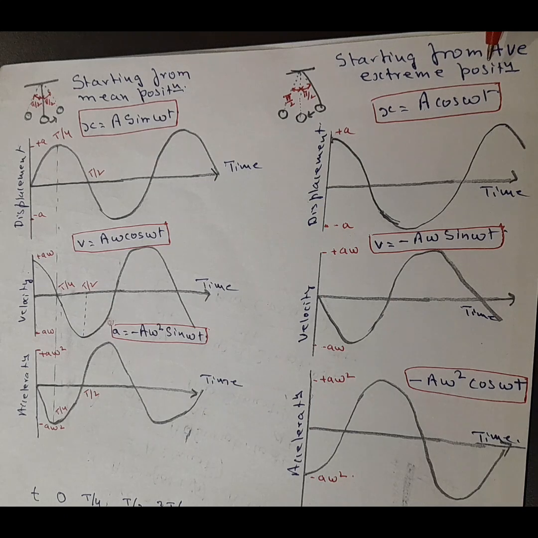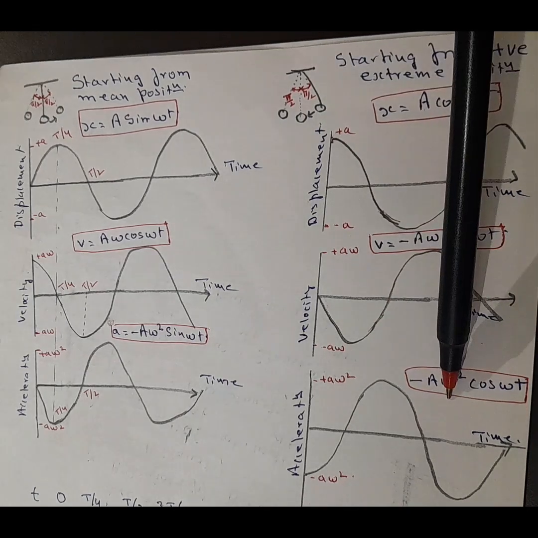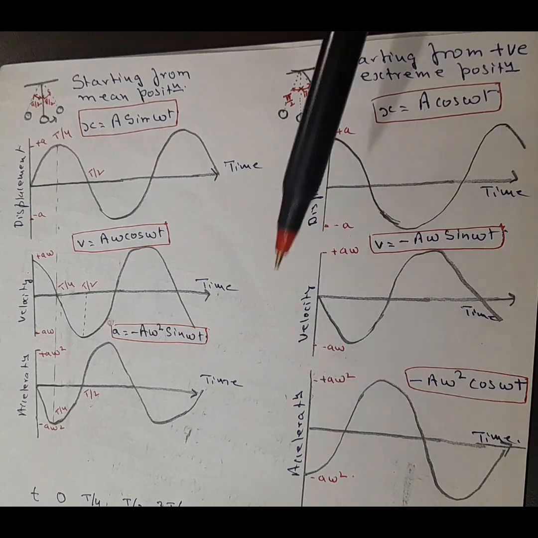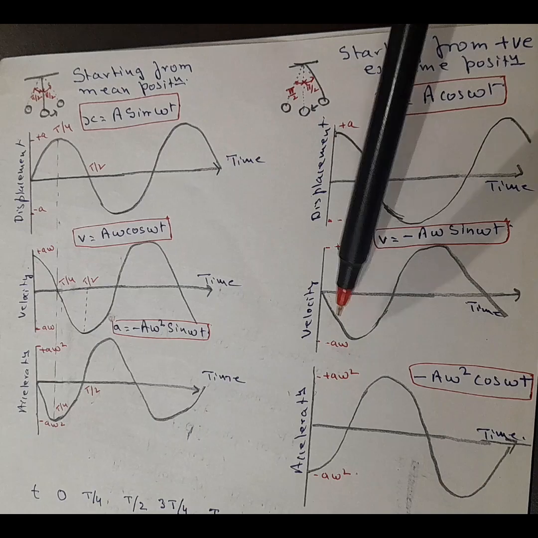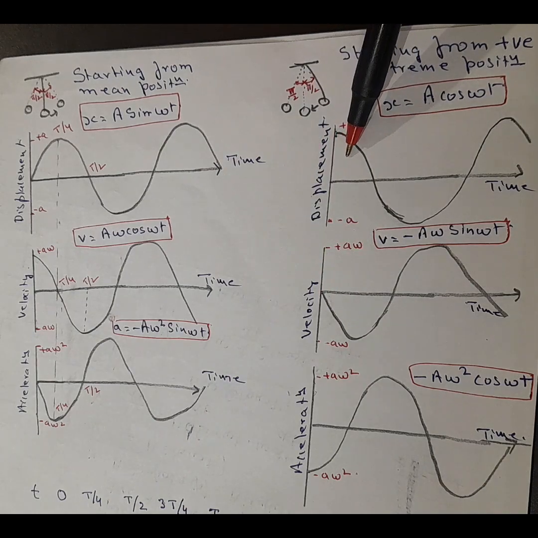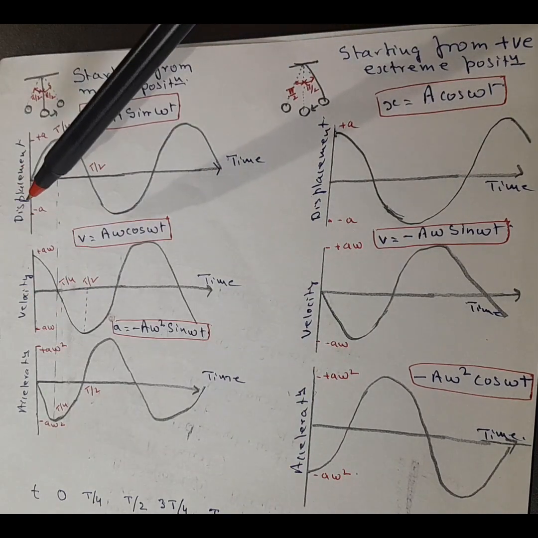starting from extreme position, it is a cos omega t displacement. So it's a cos curve, this is a sine curve, and this is again a cos curve, negative cos curve, and this is negative sine curve, and this is positive cos curve. Positive cos curve, negative cos curve. So this is the situation. Now let us try to compare it a bit.